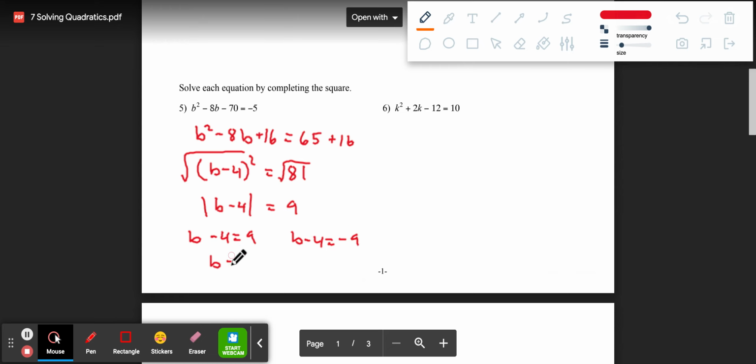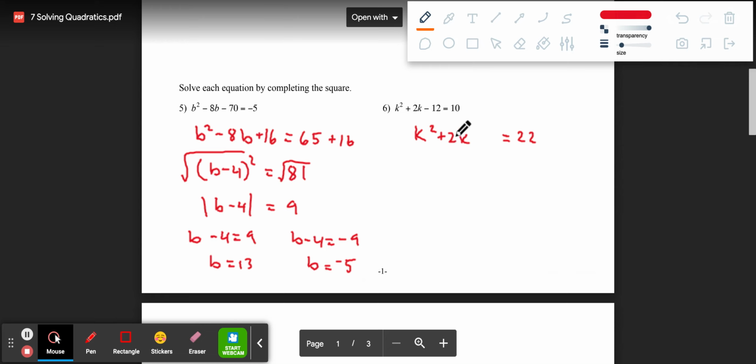Adding 4 to both sides, b is 13. Adding 4 over here, b is negative 5. So this is solved by completing the square for number 5. That worked out pretty well. Let's do the same thing here for number 6. Get this constant of negative 12 to the other side. I get k squared plus 2k, leaving some space, you know I like to do that, is equal to 22.